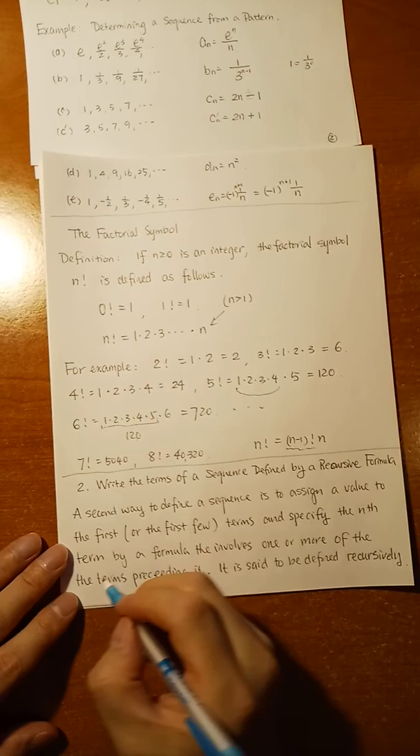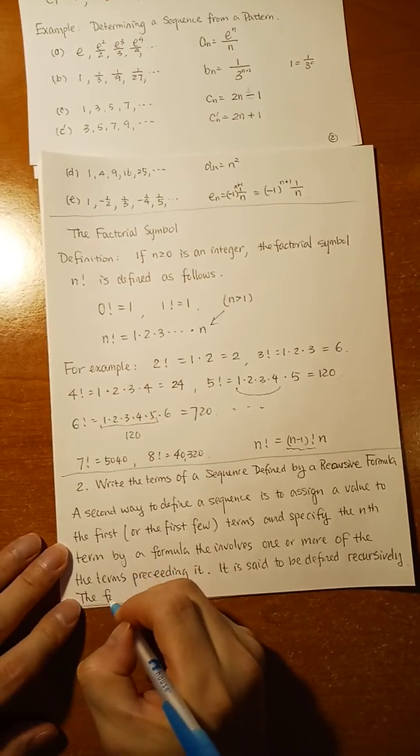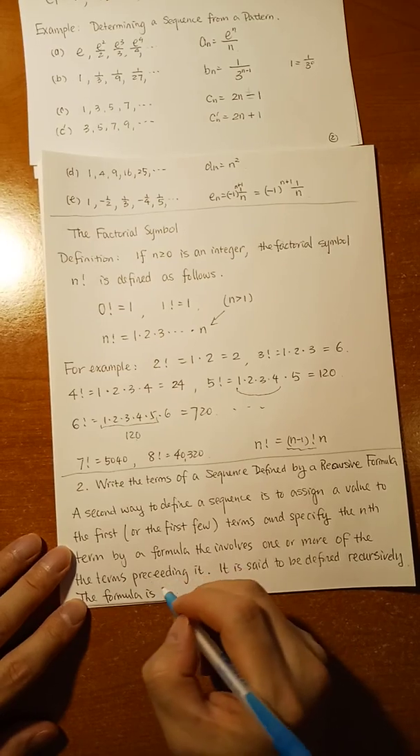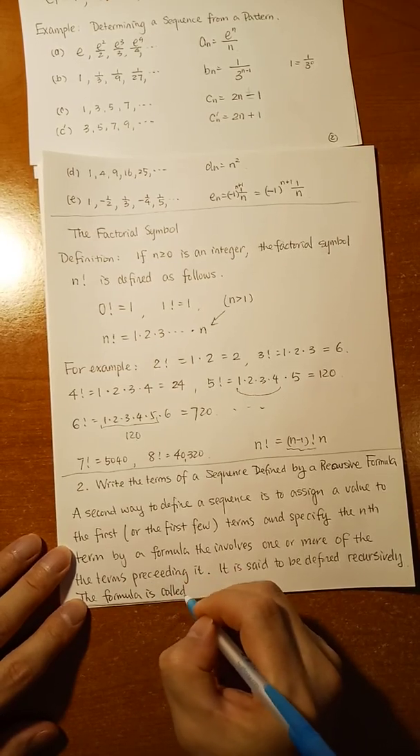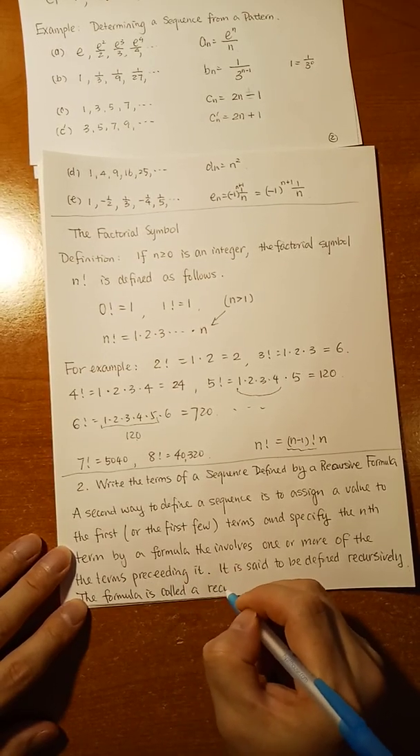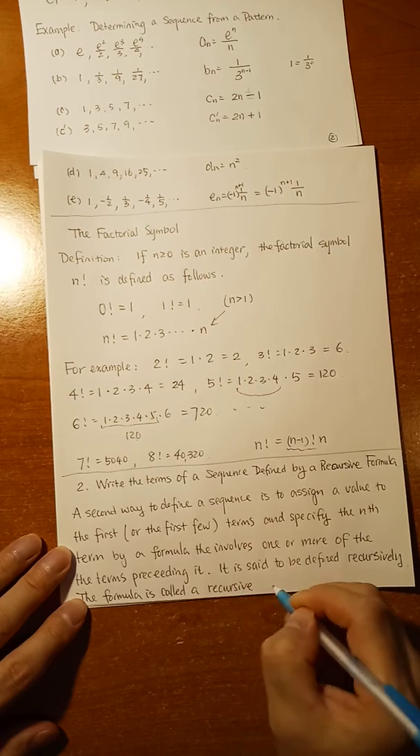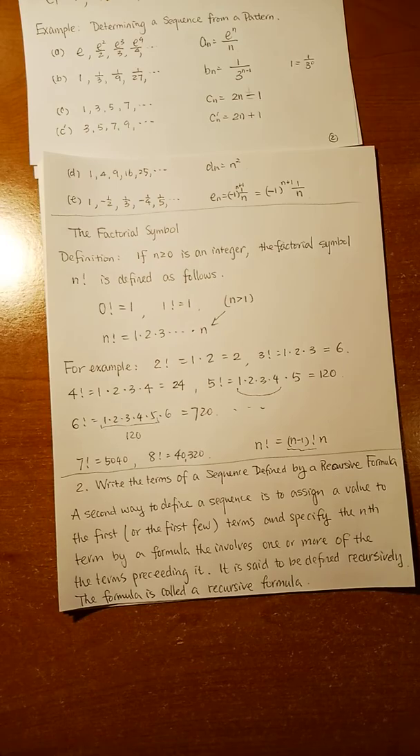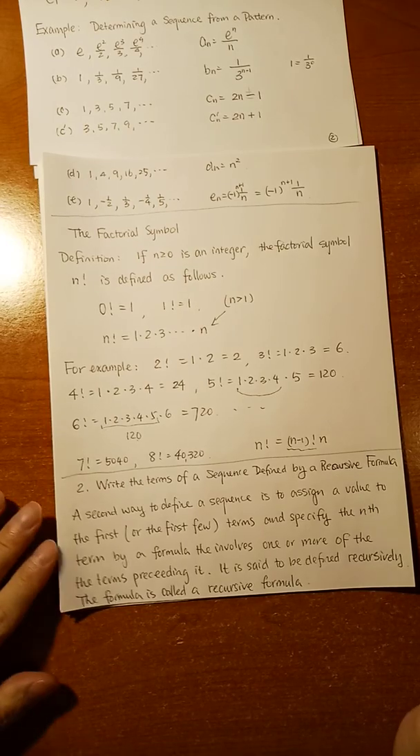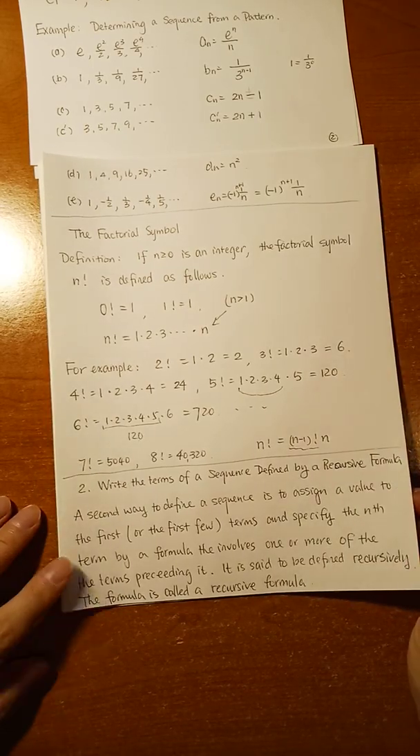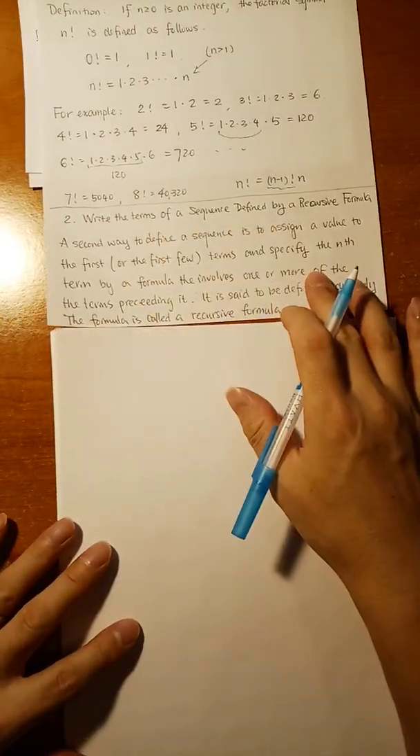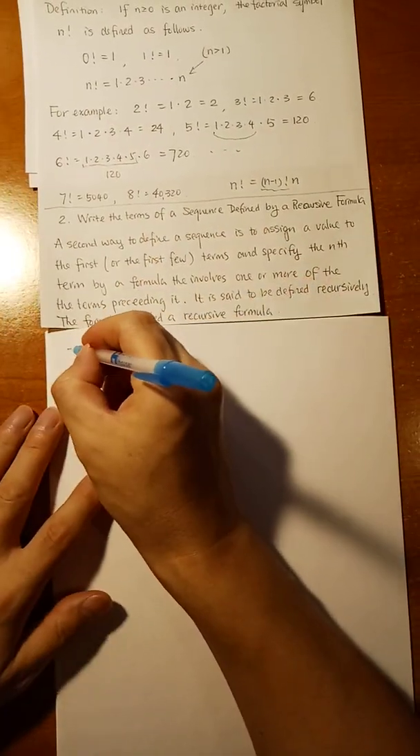The rule, the formula is called a recursive formula. It's called a recursive formula, okay? So let's see how we understand this. For example, let's follow the sentence and do this example.